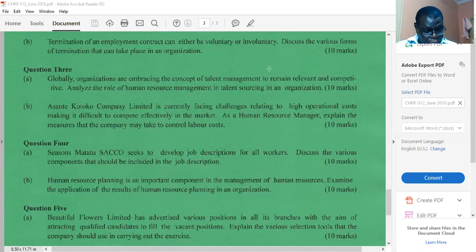Seasons Matatu Sacco seeks to develop job descriptions for all workers. Discuss the various components that should be included in the job description. We want to develop a job description for all workers. So you are asked, what are the components that should be included in the job description? What issues or what items rather are in your job description?